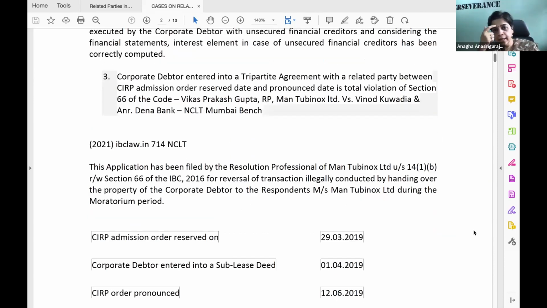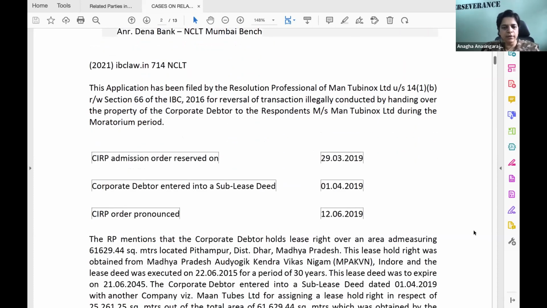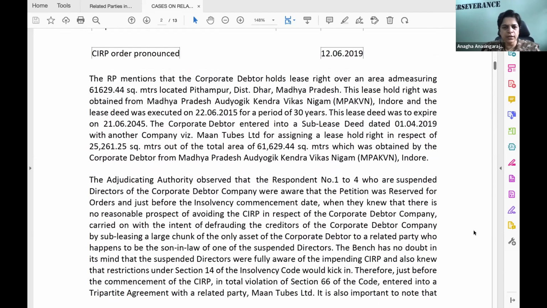Then the third case is where the CD entered into a tripartite agreement with a related party between the CIRP admission order reserve date and the pronouncement date. This is in total violation of Section 66. Like the case I discussed, between the date the case was reserved for orders by the NCLT and the actual passing of the order, the CD did something against the interest of the company and detrimental to the interest of the creditors also. In this case, it was held that this is in violation of Section 66. Again, this refers to the twilight zone and the duties of the directors in the twilight zone. So here it was held that this falls under Section 66.